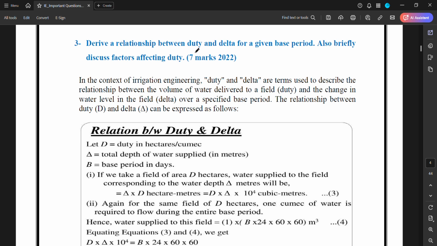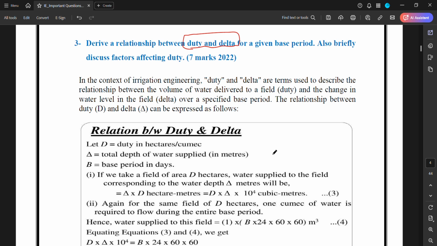There are some numericals also about duty and delta, and with the relationship you can find out what is duty and what are the deltas. So you have to go through these numericals. In the context of irrigation engineering, duty and delta are terms used to describe the relationship between the volume of water delivered to the field and the change in water level in the field over a specific base period.